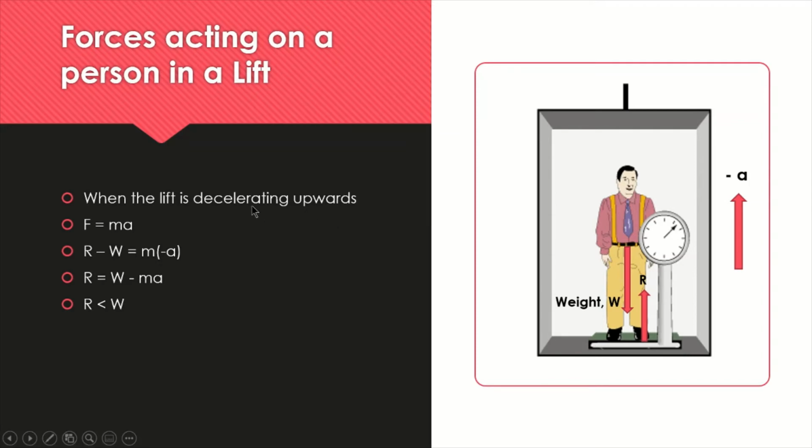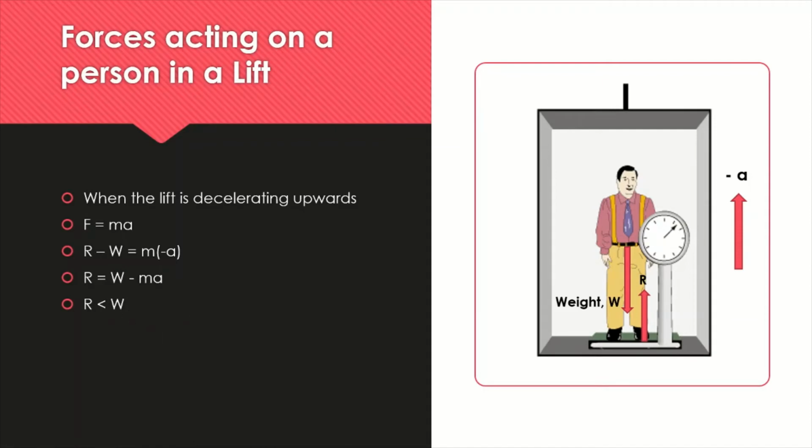Now, if the lift is decelerating upwards, before it stops, it has to decelerate. So now the acceleration is negative. By substituting a with a negative value, we get R equals W minus ma. All of these are the same formula as just now, but now a is negative, so that gives us R equals W minus ma. It means R is less than W now, so the reading of the weighing scale is lower than our normal weight.